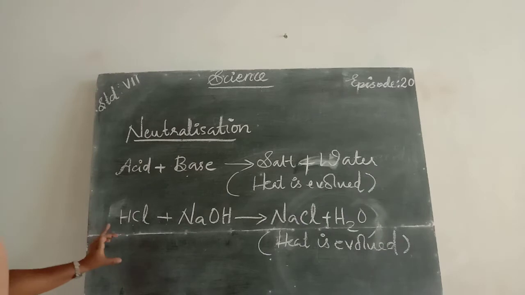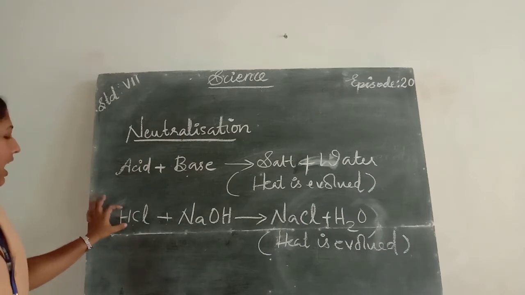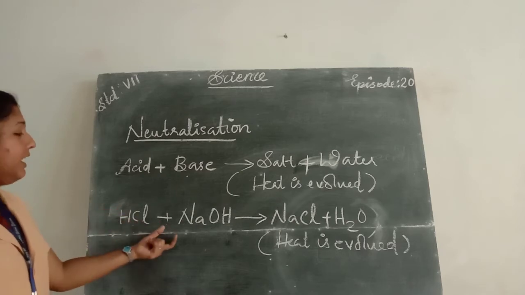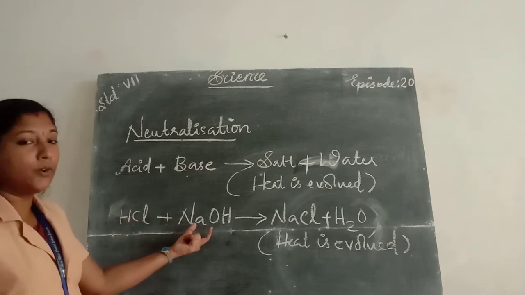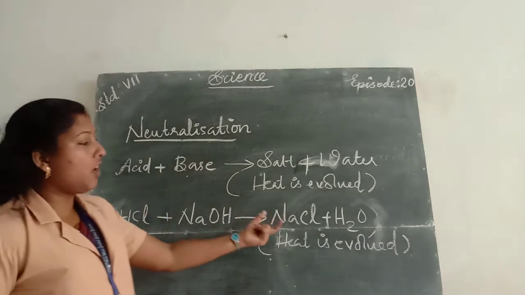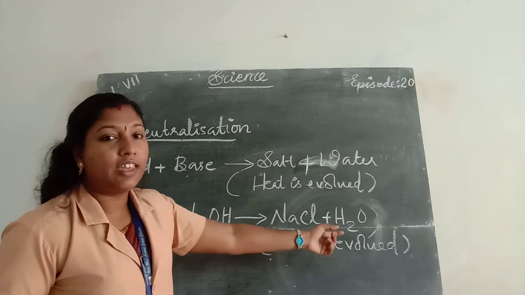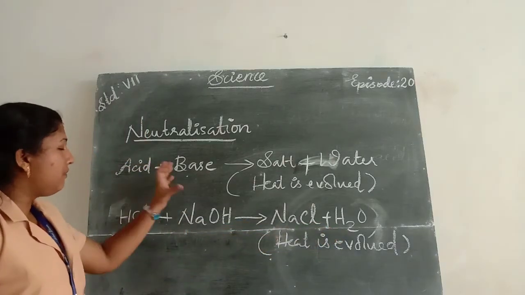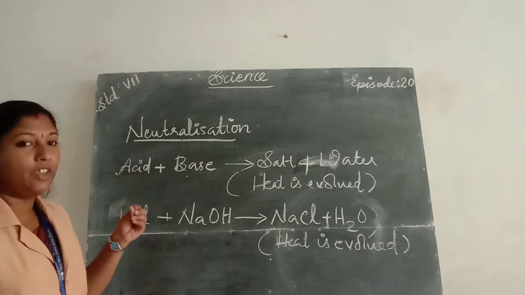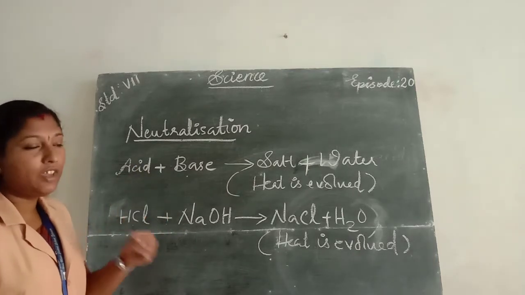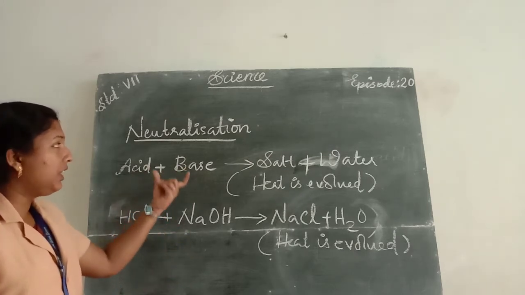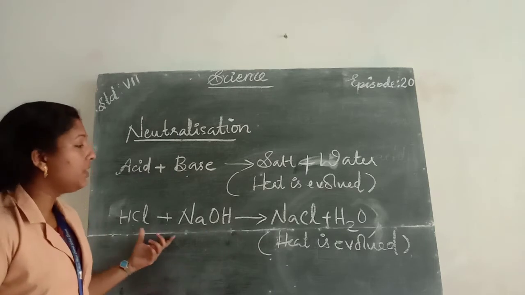First of all, we take a test tube, then add some dilute hydrochloric acid in the test tube, then add a few drops of sodium hydroxide. Then we get a salt, sodium chloride, and water. If we touch the test tube after neutralization, we feel heat. So we can say that during neutralization heat is evolved.